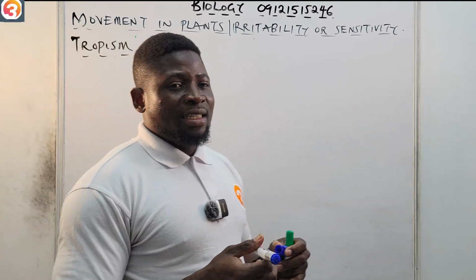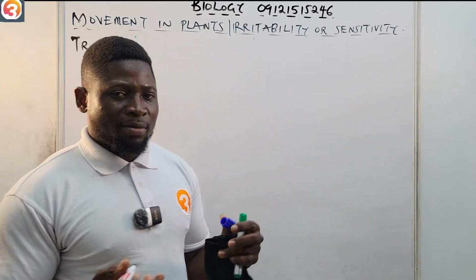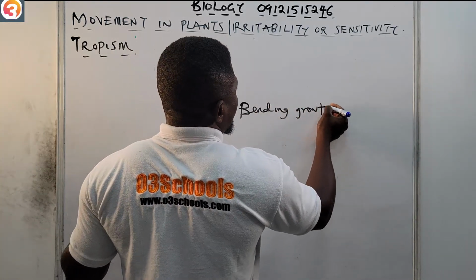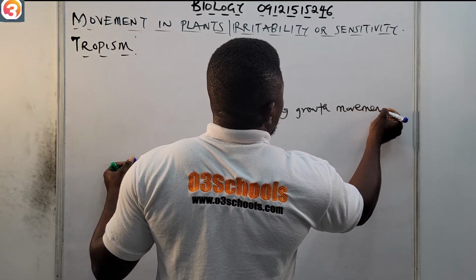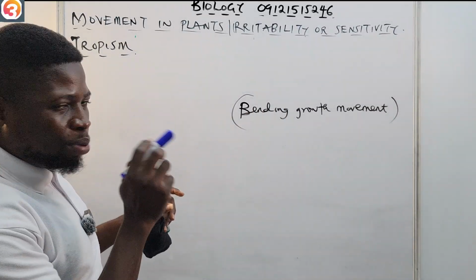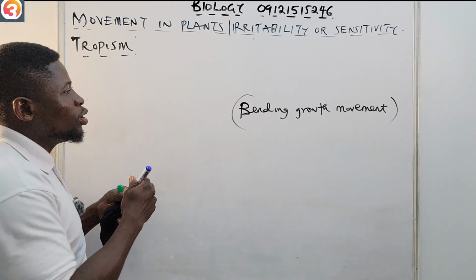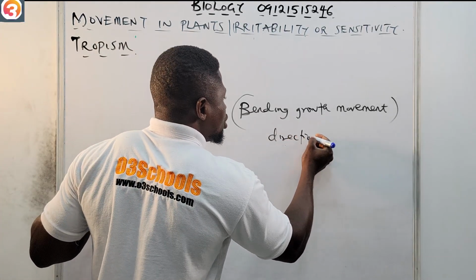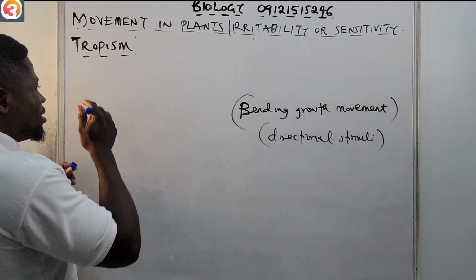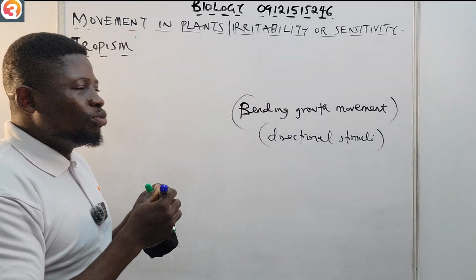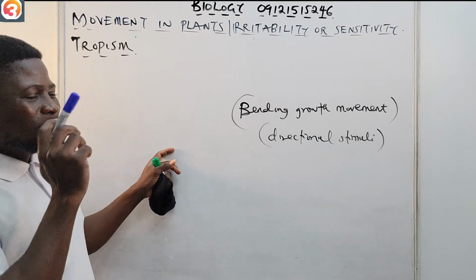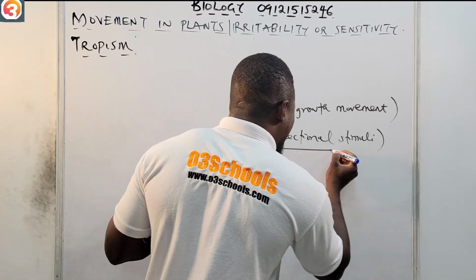Tropism, on the other hand, is, like I said, bending growth movement of a part of a plant in response to what we call directional stimuli. So we say that tropism is the bending growth movement of a part of a plant in response to directional stimuli.